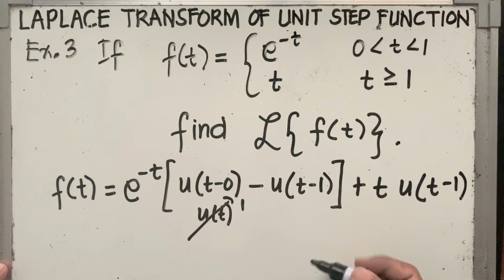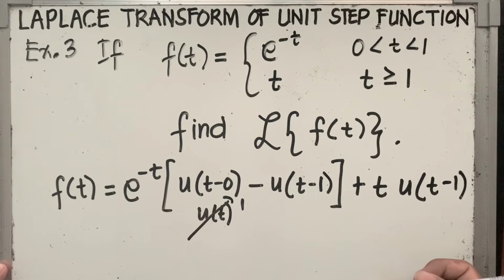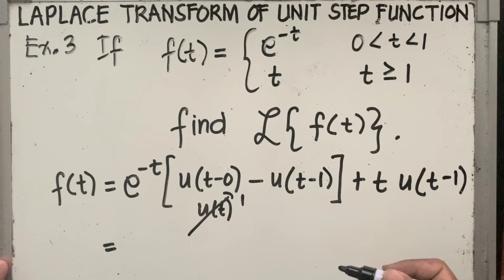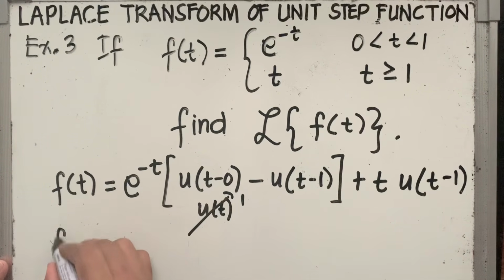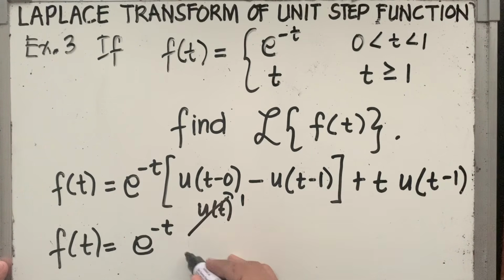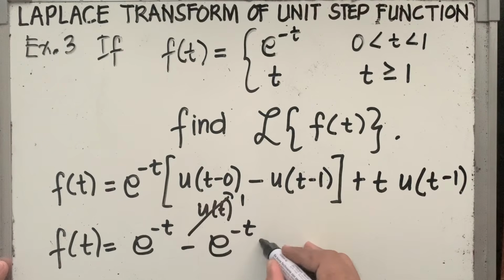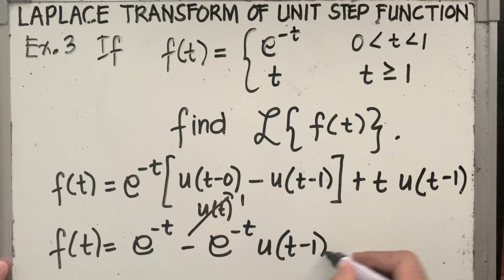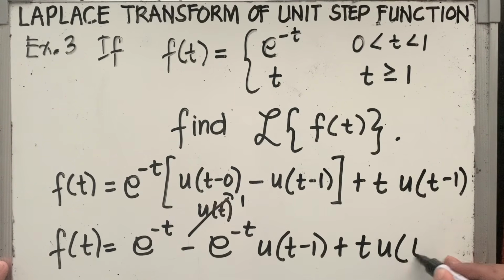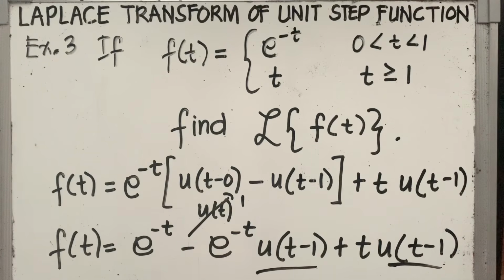So u of t minus 0 is u of t. Sa definition, nasabi diba equal to 1 yan. So 1 yung value at t equal to 0. So balikan lang niyo yung definition. So u of t is equal to 1. Therefore, e raised to negative t, distribute na lang natin, minus e raised to negative t, u of t minus 1 plus, the third term is t, u of t minus 1. So ito na yung resulting na equation ng f of t. The next step will be taking the Laplace transform.